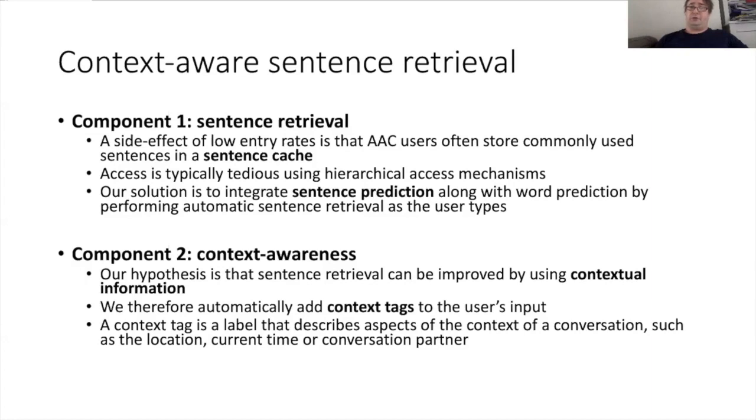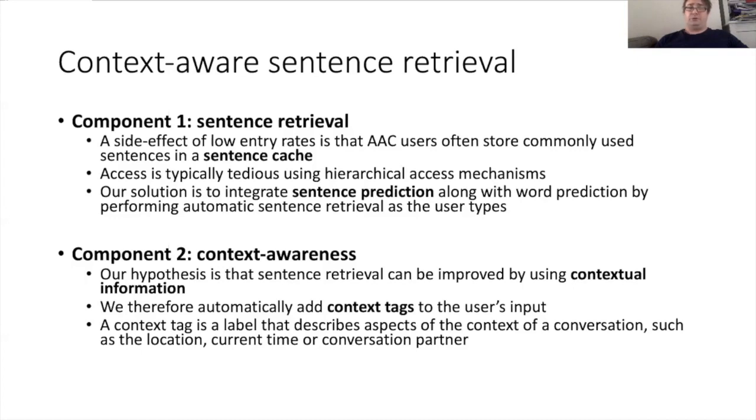A side effect of low entry rates in AAC is that a lot of AAC users often store commonly used sentences or phrases in a sentence cache. Access to this cache, however, is typically tedious, using various hierarchical access mechanisms. Our solution is to seamlessly integrate sentence prediction along with word prediction, which people are already making use of when typing on a tablet, for example. So as the user is typing, not only does the system predict words, but also sentences. These sentences are predicted based on the sentences stored in the individual user's sentence cache.